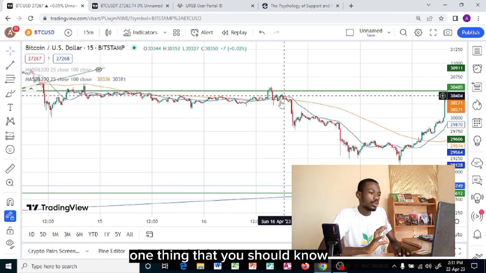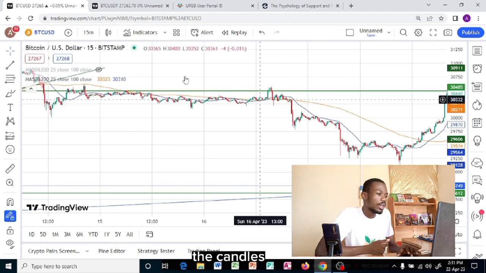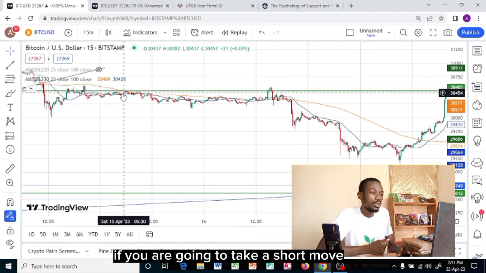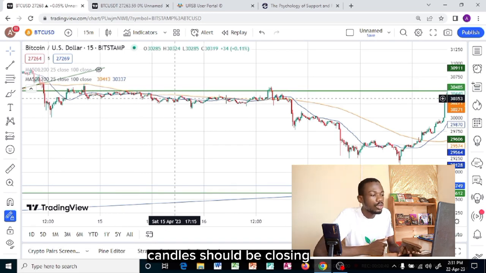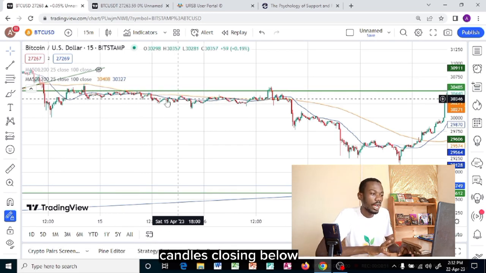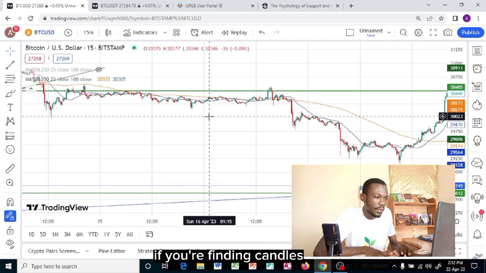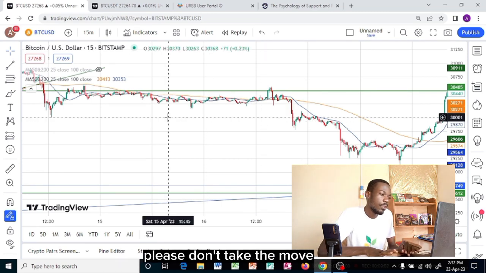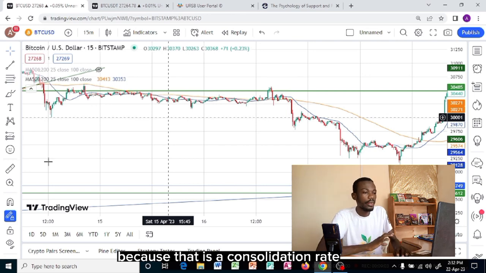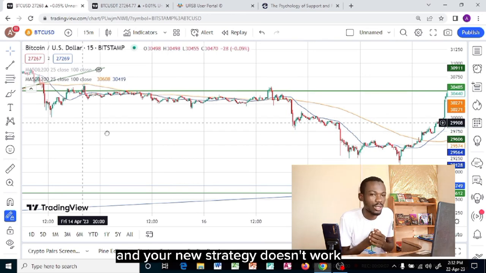So one thing you should know before you take any move is to make sure the candles are really closing. If you are going to take a short move, the downward trend, candles should be closing. You should be getting strong candles closing below the two moving averages. If you're finding candles closing in between the moving averages like these ones that you are seeing, please don't take the move, because that is the consolidation range, and you should know when your strategy works and when your strategy doesn't work.